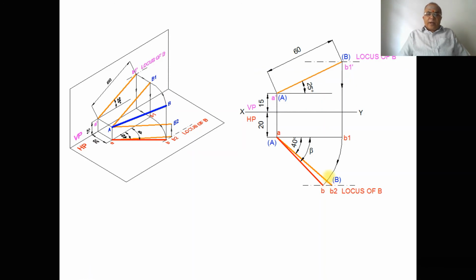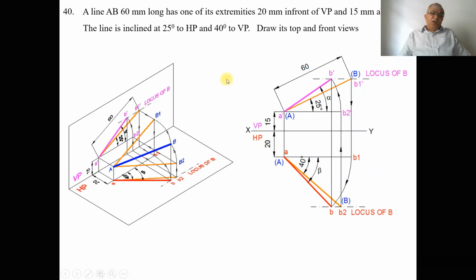Now again we will go back to this. Now we need to consider the front view. I want to write the front view exactly the same way as we did for the top view. How to do that? So now we know that we have to take the true length in the top view. So how to consider the true length in the top view?